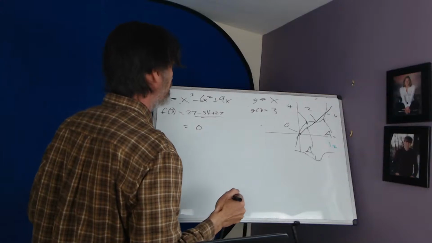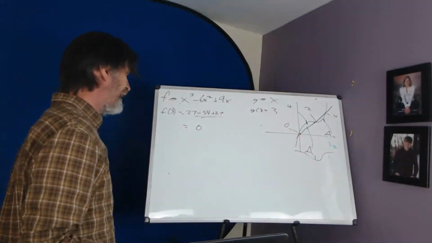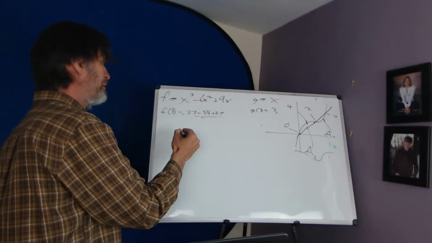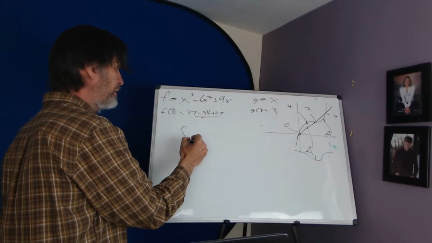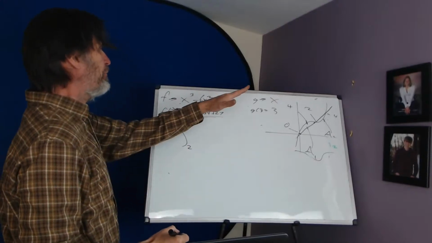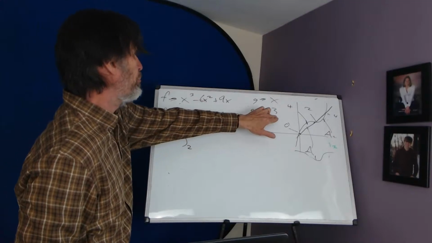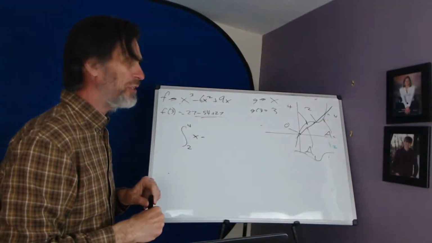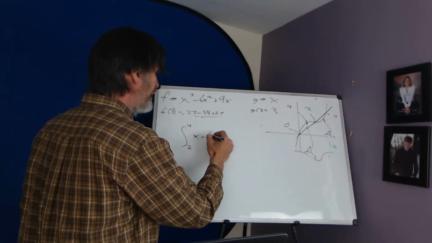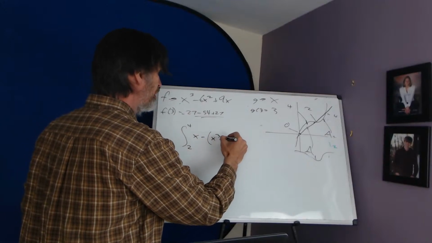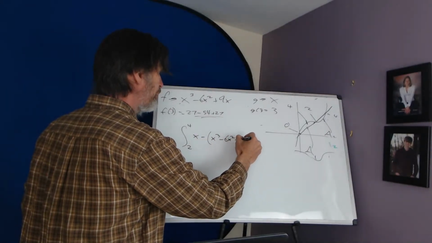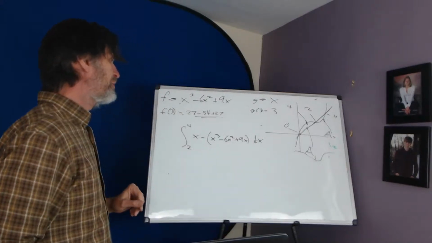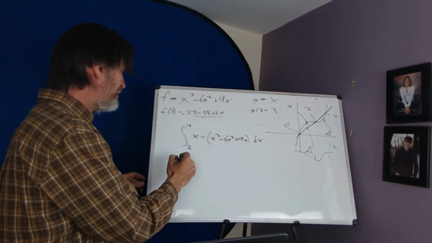Okay, so it looks like, again, as I guessed, the straight line was bigger than the bottom one. Set up the integral. Smaller to larger. Bigger function minus smaller function. 3 is bigger than 0, so it'll be x minus, and now the parentheses are important, x minus x cubed minus 6x squared plus 9x dx. Do the subtraction next.